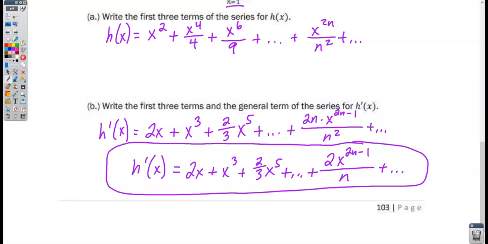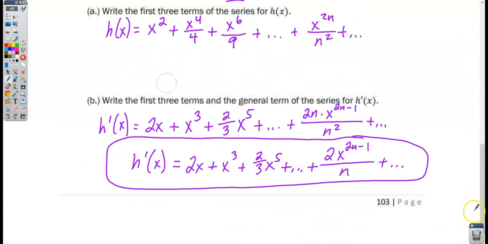Alright everybody, welcome back for what should be the last video of the class. Section 10.15, video number 2. We're talking about representing functions as power series. We're going to pick up right where we left off.